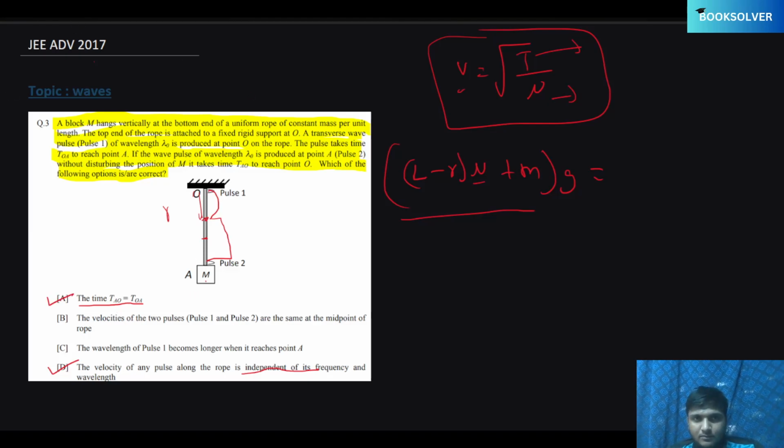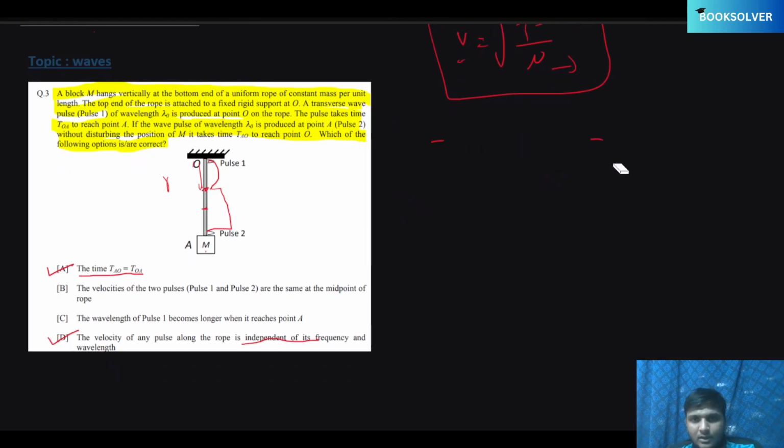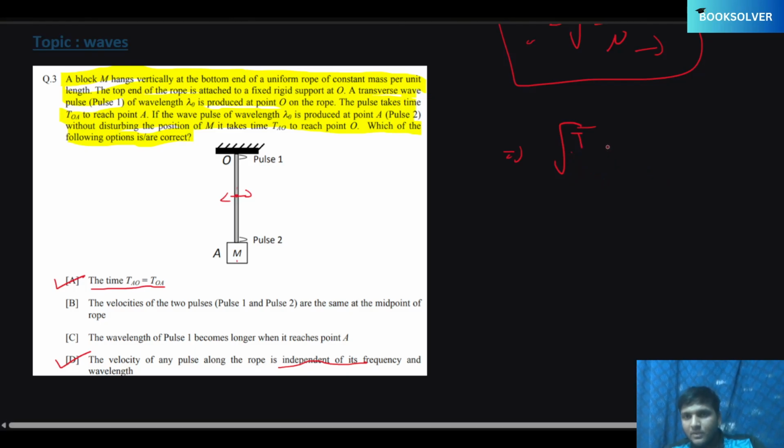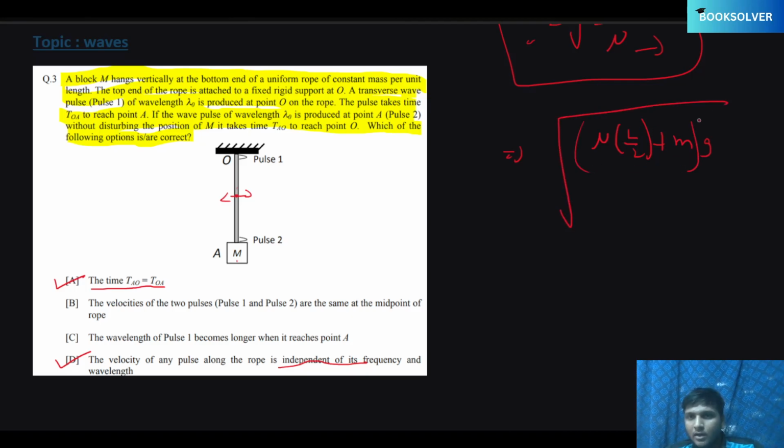Now, moving further, the velocities of the two pulses are the same at the midpoint. You might be thinking that option B is also correct. You will find in most places that option B is correct, but JEE Advanced has not given this as an answer, because I'll show you how. Suppose this is the midpoint. The speed of the wave at this point will be root T by mu, where the tension is mu times L by 2 plus mg.